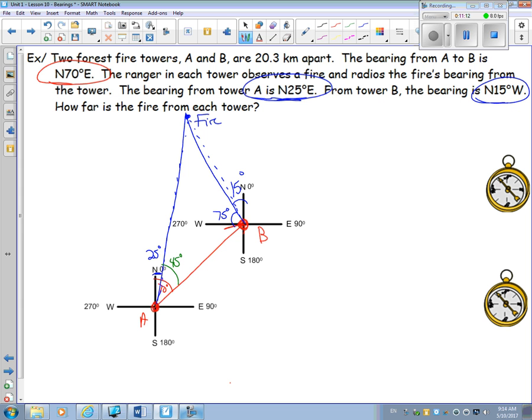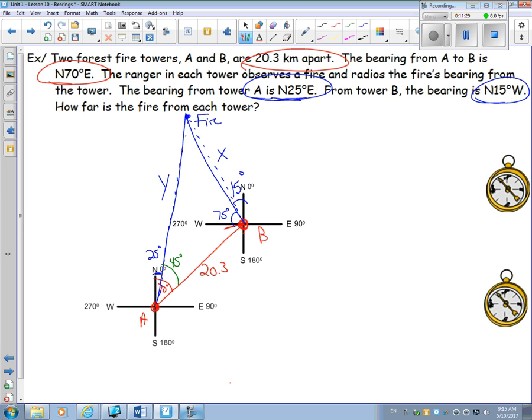Okay. We also know one more thing. We were told they're 20.3 kilometers apart. We want to know how far is each fire from the tower. So I've got x and y. I want to figure those out.